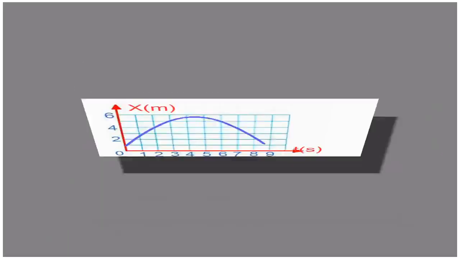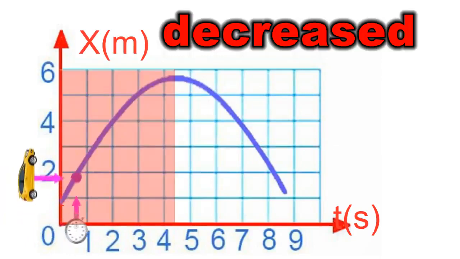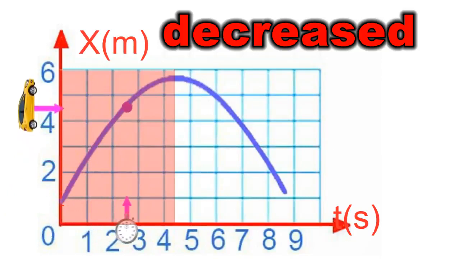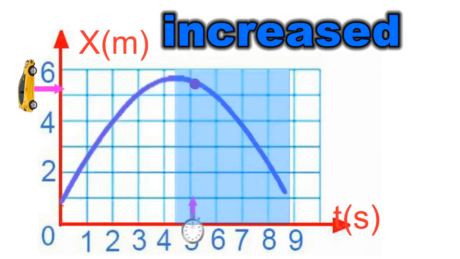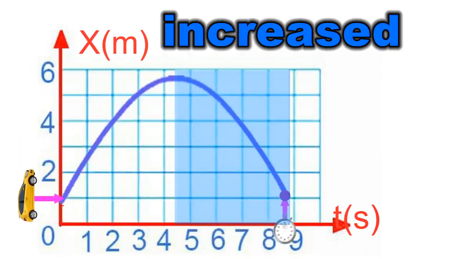Example. The position-time graph of a moving object is as shown below. Specify in which part the magnitude of the velocity has increased or decreased. Answer. We first consider the whole movement. We come to the following point. When a moving object reaches its maximum point, its velocity decreases. And when it gets away from that point, its velocity increases.